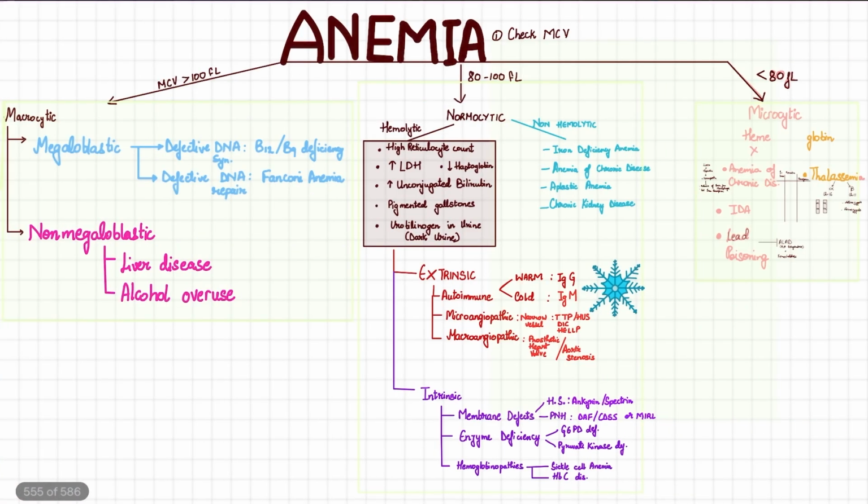So we are going to do a quick rundown. When we are given a question on anemia, first of all, we should check the mean corpuscular volume, MCV. Normally it is between 80 to 100. If the MCV is greater than 100, we are dealing with a macrocytic anemia. If it's less than 80, microcytic anemia.